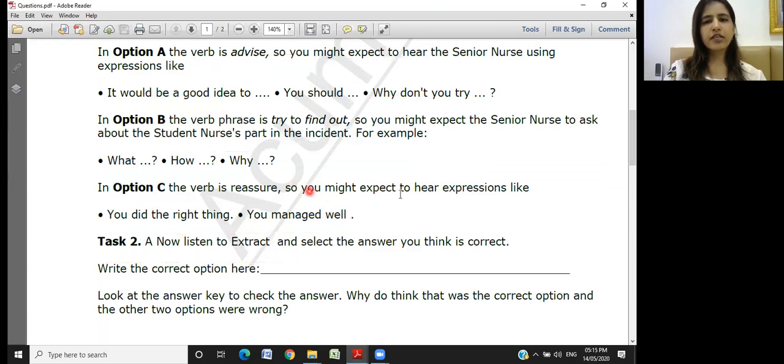Right? So if it is reassuring, we know that to reassure means to make someone feel comfortable, calm someone down, make them feel comfortable. So if reassure is the answer, the nurse might be praising them or saying that it's okay to have this, you managed well, you did the right thing, right?